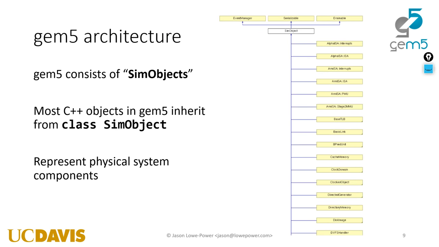Okay, so the architecture of gem5. We're going to be talking a lot about sim objects, and almost everything in gem5 is a sim object. And all of these C++ objects in gem5 inherit from the sim object class. And what the sim object is representing is some physical component in the system. And we'll see these sim objects are really powerful. You get to configure your system with the sim objects. Sim objects can use the discrete event simulation infrastructure as well.